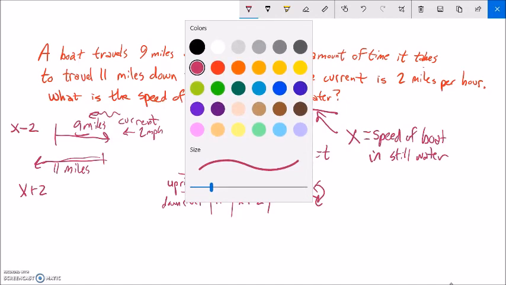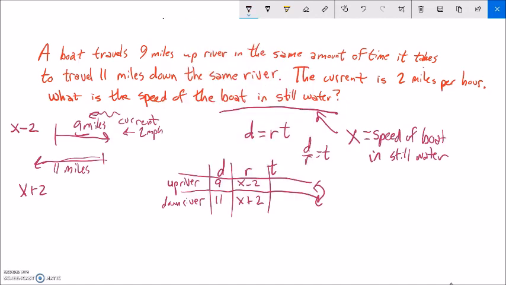Maybe I'll write it in a different color because I don't think I left myself a lot of space. 9 over x minus 2, distance divided by rate. Distance divided by rate is time. And then my time downriver would be that distance divided by its rate.